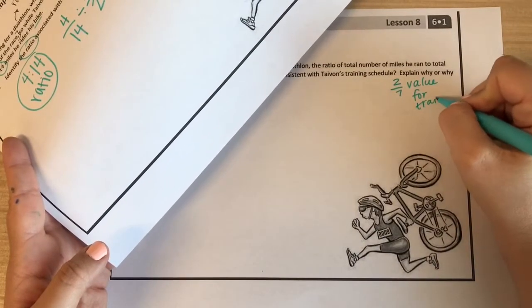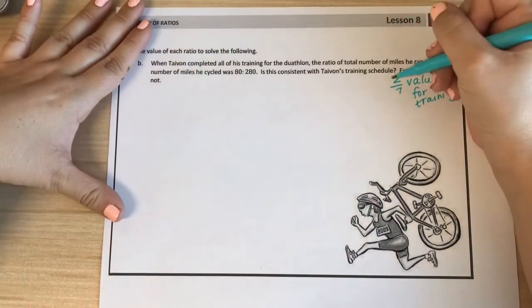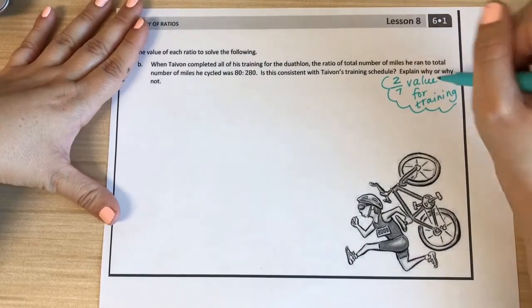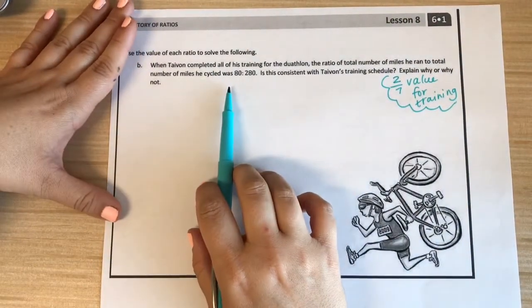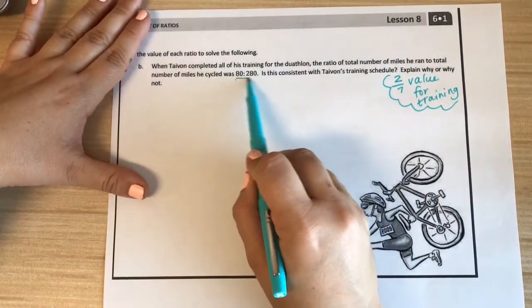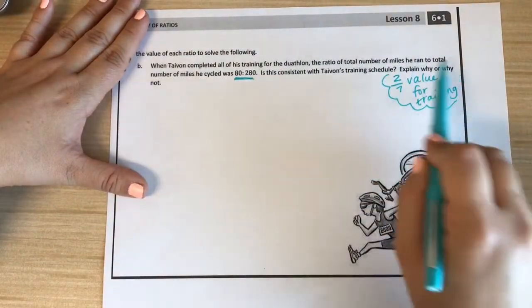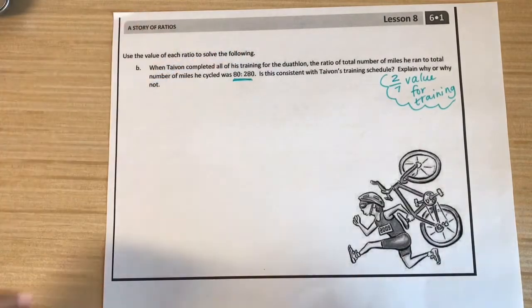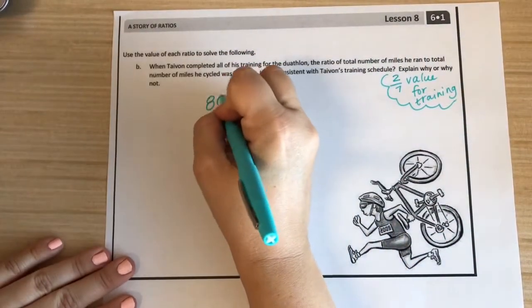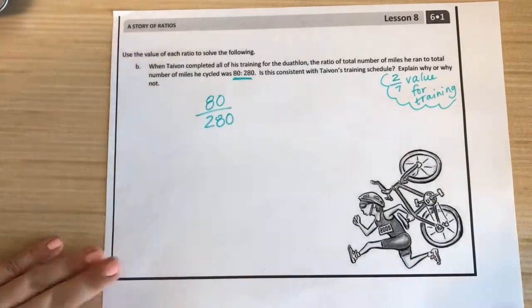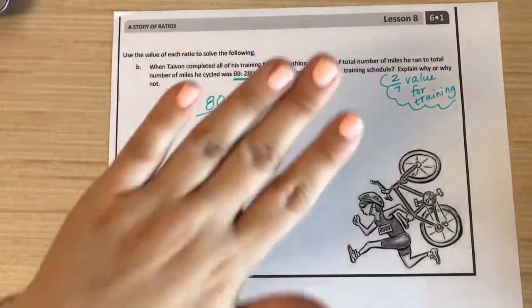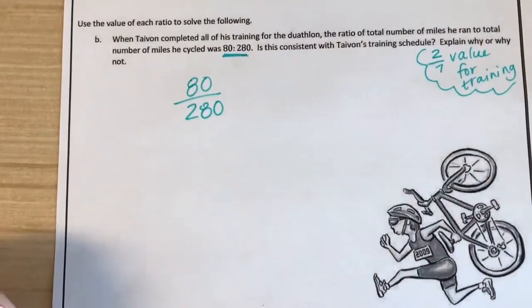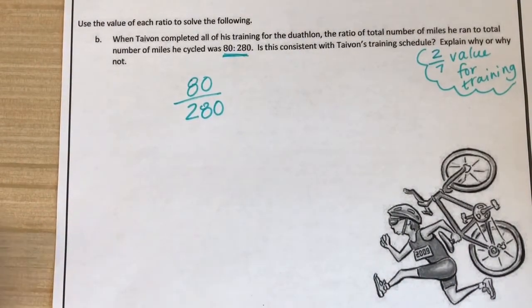And I'm going to write a little note on the top of mine here: 2 over 7 value for training. Just going to put that off to the side. What I need to know is whether this ratio is consistent with this training schedule, and why or why not. So I'm going to start by making this ratio into fraction form. And is this its simplest form? No way, absolutely not. That could definitely be reduced.